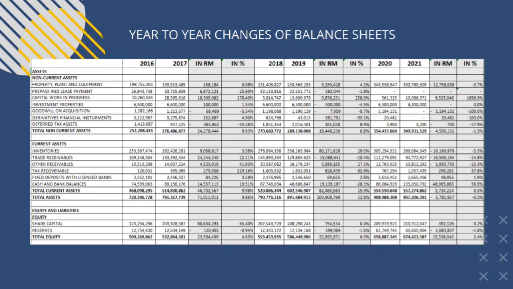Next, move to equity and liabilities. Total equity for year 2016 to 2017 is 4.63%. For the year 2018 and 2019, changes of total equity are 6.0%, which is higher than changes of the previous year. But for the year 2020 to 2021, it went down again to 2.4% due to decreasing value in reserve.